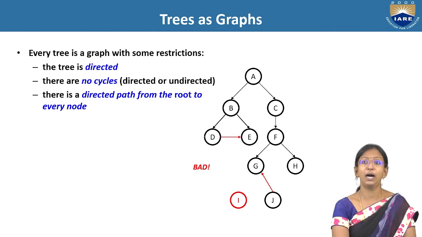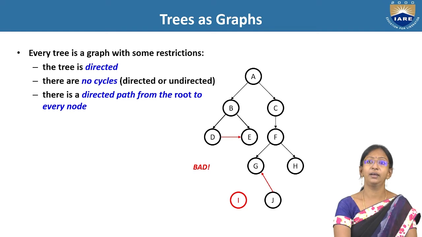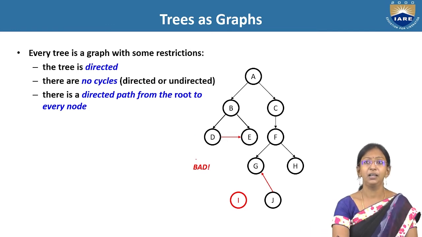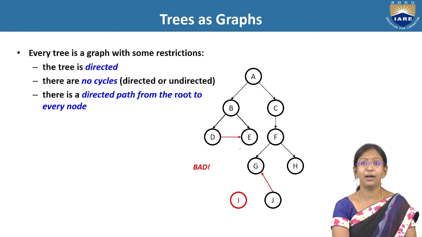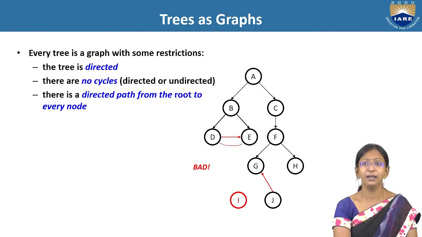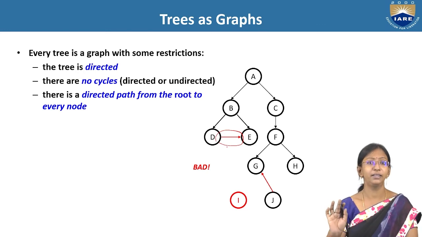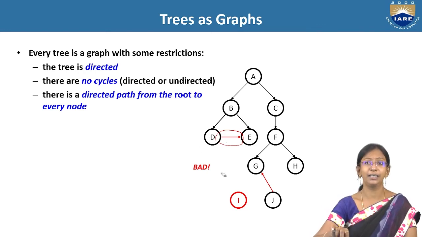So if this is a graph from A to B, C, and B is having children D, C is having only one child F, F is having two children G, H, and G is having a single child J. If you look at the connectivity, have a look at the red marked arrows. If I draw an edge something like this, this tree converts into a graph, it is no longer a tree.